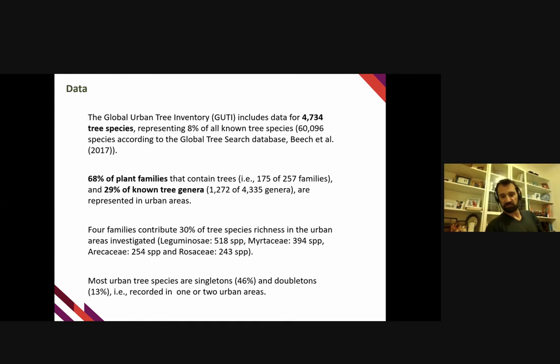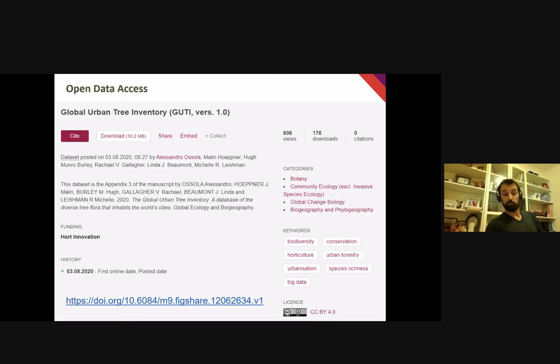It's also important to say that most of the species that we found are actually singletons or doubletons, so they are only recorded in 1 or 2 urban areas. So species rarity across the data set is a fairly common trait. So you're more than welcome to download this data set. It's open access and freely available.